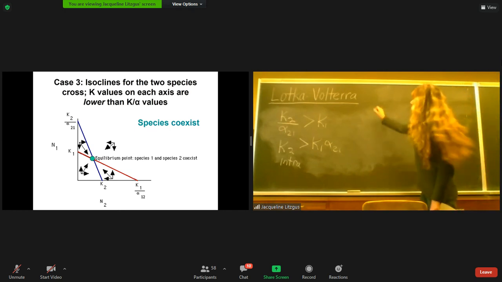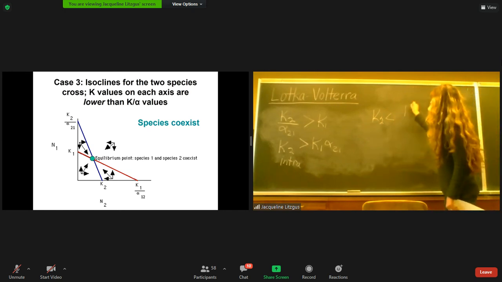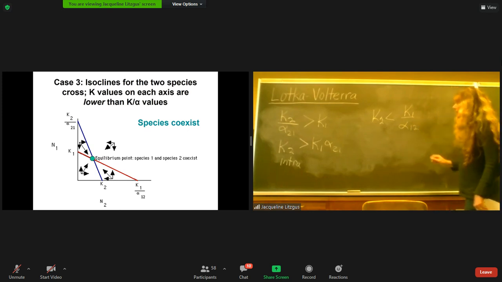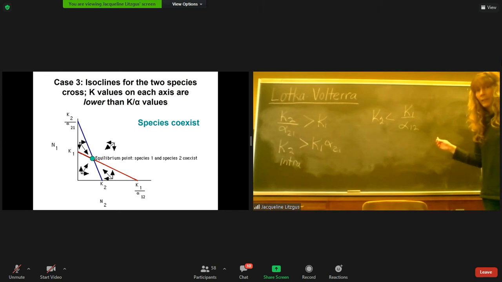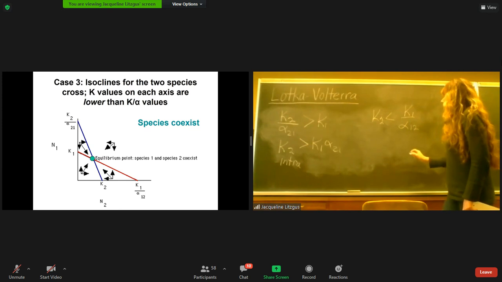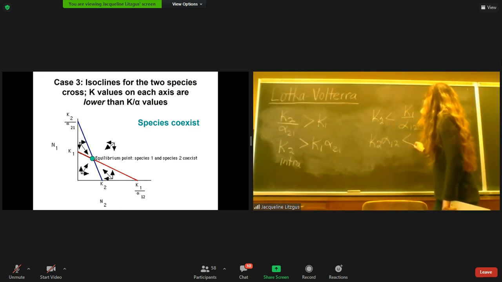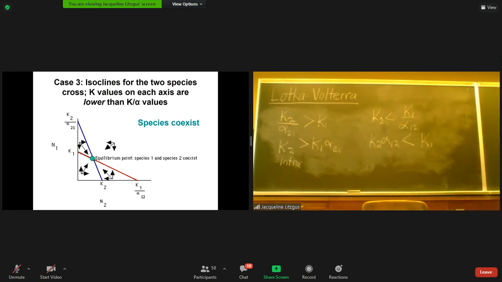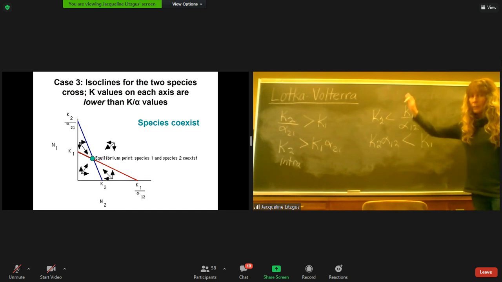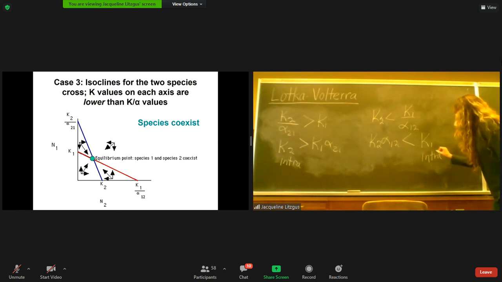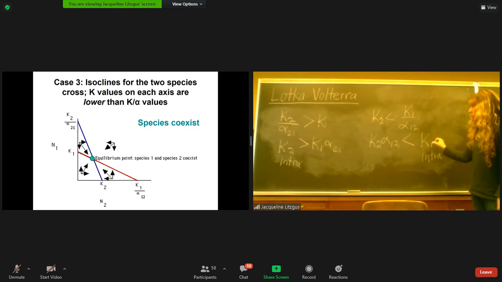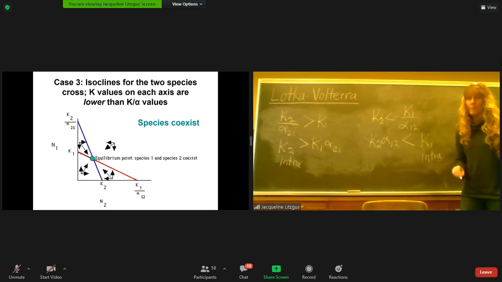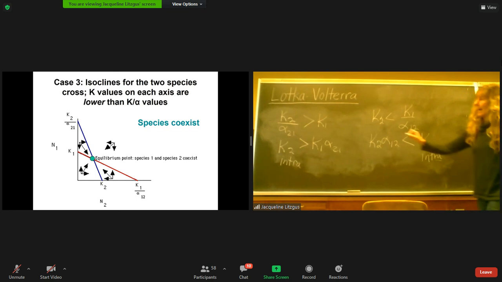So on the other axis now we have K2 is a smaller value than K1 over alpha 1,2. And again, we want to get all of the species 2 impacts together on one side of the inequality. So we're going to multiply both sides by the alpha 1,2. So K2 alpha 1,2 is a smaller value than K1. So here, similarly to what happened on the N1 y-axis, now we see that species one is more regulated by individuals of itself than it is by the impact of species two. So the impacts of individuals of species one on themselves, intraspecific competition, is greater than the impacts of species two on species one. So species one and species two are both more regulated by intraspecific competition.